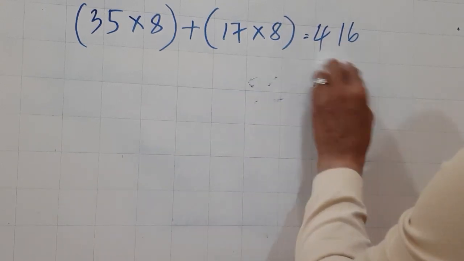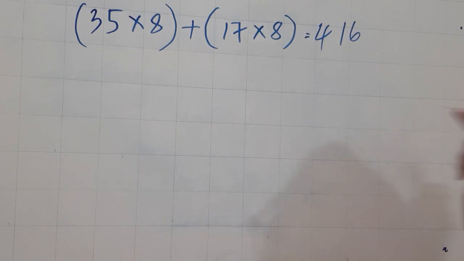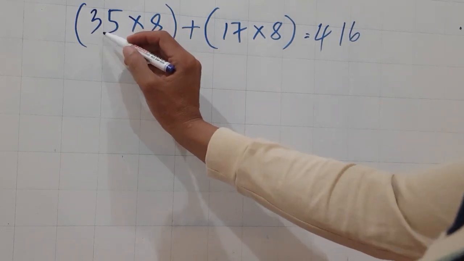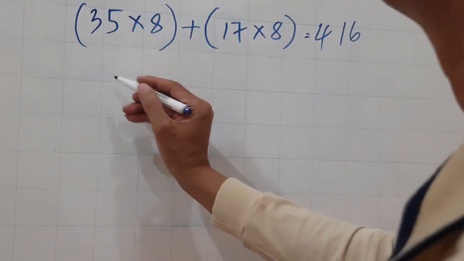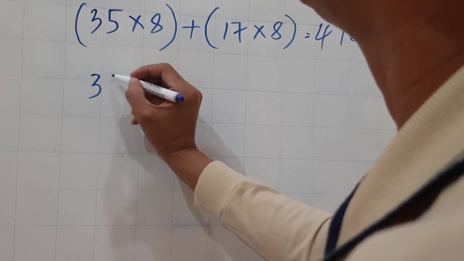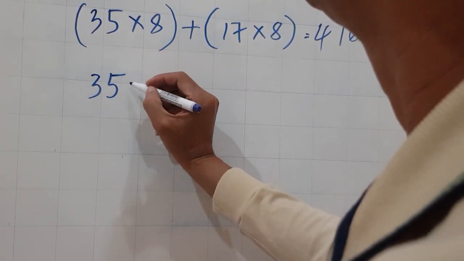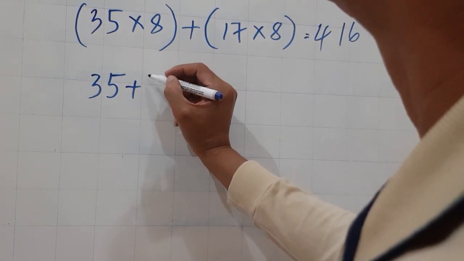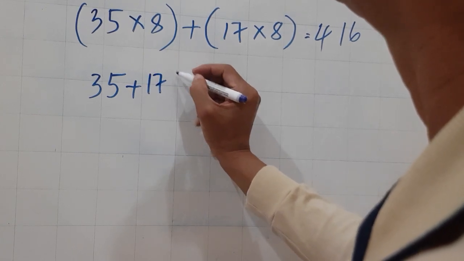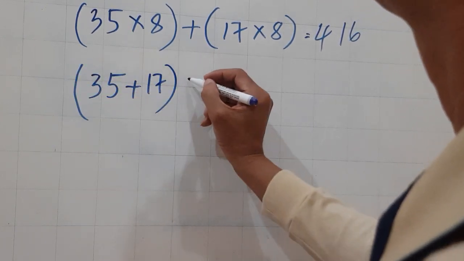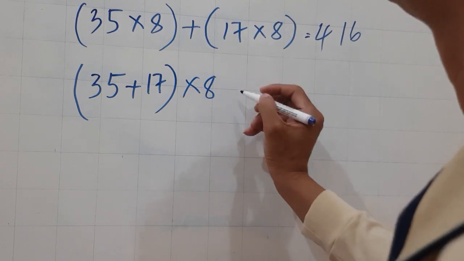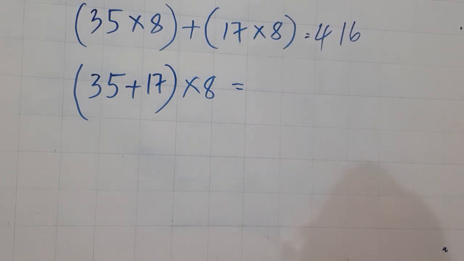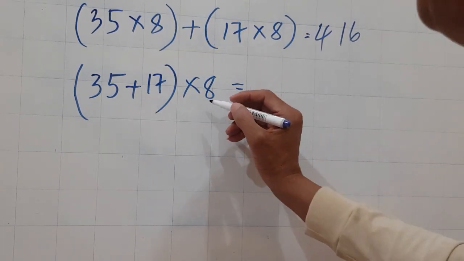And another one, I will show you. So 35 plus 17 times 8. That's the same.